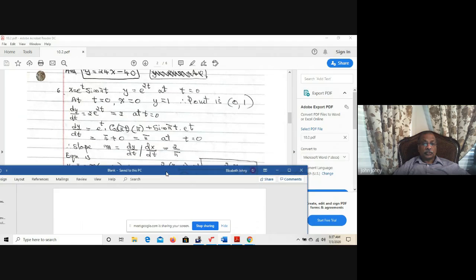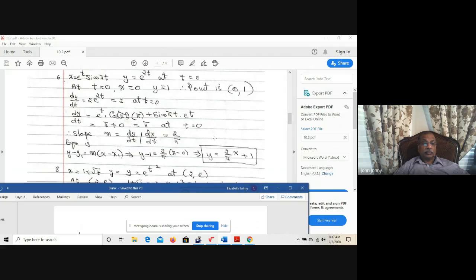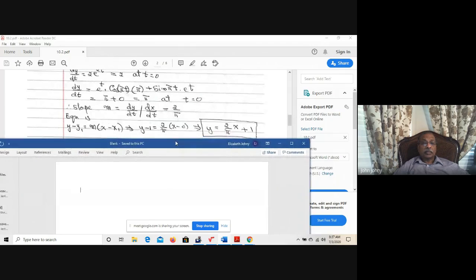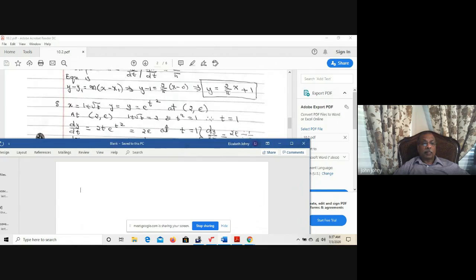Then slope is equal to dy/dt divided by dx/dt. Remember, the second one is dx/dt. So that is 2 over π. So the equation is y minus y1 is equal to m times (x minus x1). That is y minus 1. Point is (0, 1). y minus 1 is equal to 2/π times x. y is equal to (2/π)x plus 1.